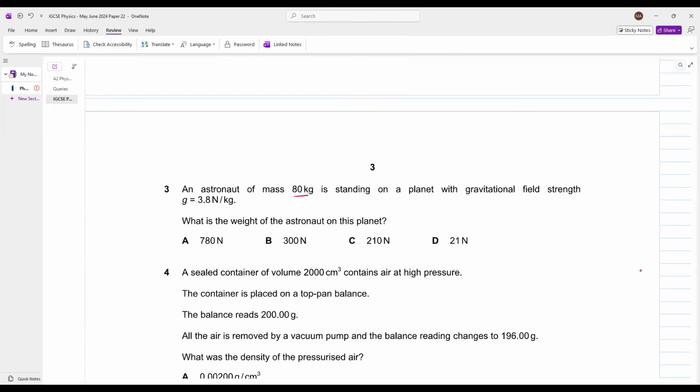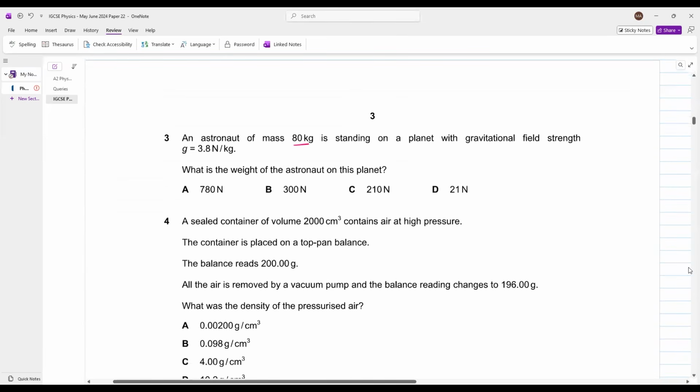An astronaut has a mass of 80 kg, is standing on a planet with gravitational field strength 3.8. What is the weight of the astronaut on this planet? W is equal to mg.